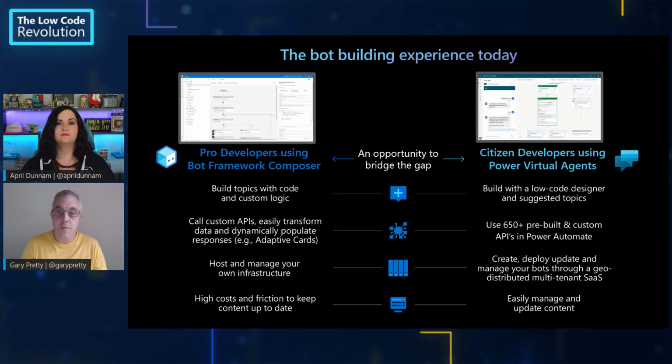So things like, PVA is a SaaS service, so you have all of the complexity of provisioning and managing resources handled for you. Whereas with Bot Framework Composer, it's more platform as a service, so you need to be managing those resources and provisioning everything yourself. It also, we don't necessarily have the super intuitive canvas. There's quite a learning curve when it comes to Bot Framework Composer.